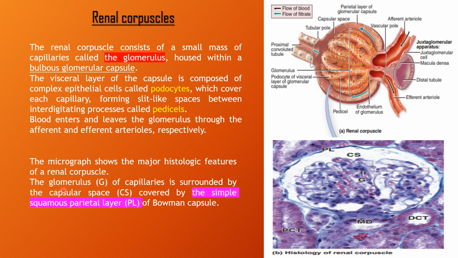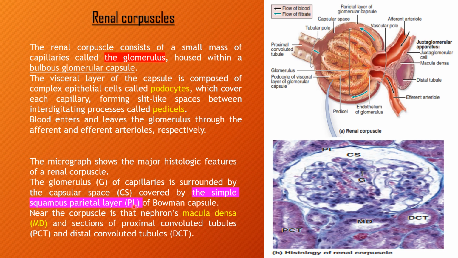The glomerulus of capillaries is surrounded by a corpuscular space covered by the simple squamous parietal layer of Bowman's capsule. Near the corpuscle is the nephron's macula densa, and sections of the proximal convoluted tubule and distal convoluted tubule, as shown in this diagram.